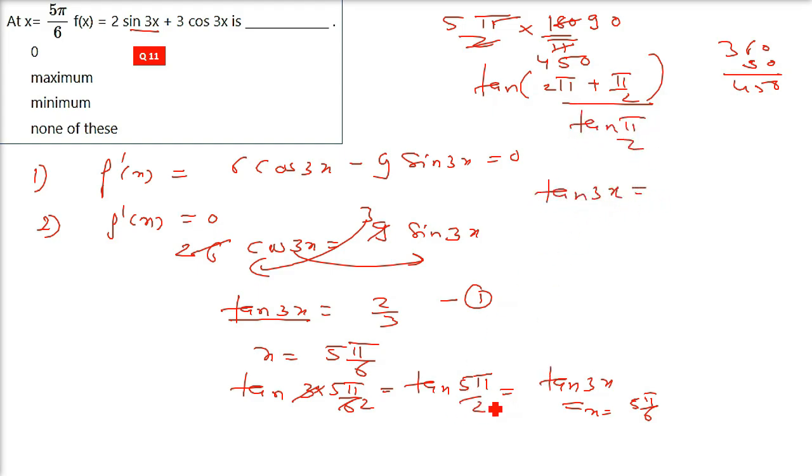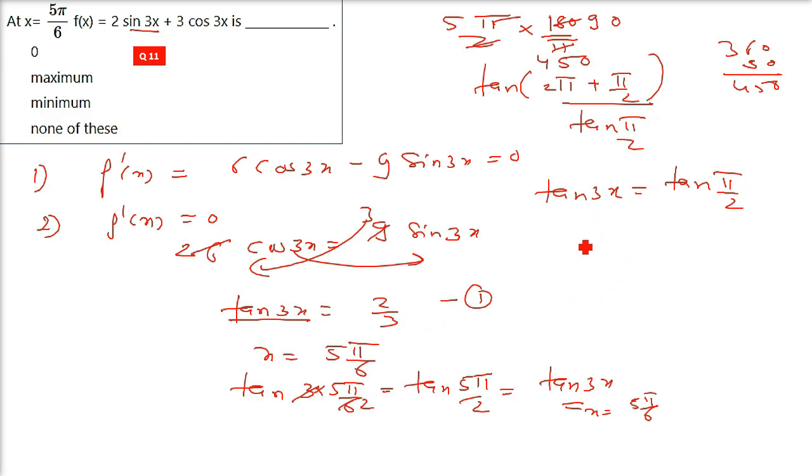Are you getting it? Tan π/2 is an infinite value, because it is simply sin π/2 divided by cos π/2. And sin π/2 is 1, cos π/2 is 0, and 1 by 0 is undefined. So tan π/2 is undefined. Tan 3x is equal to an undefined value. So what do you get?